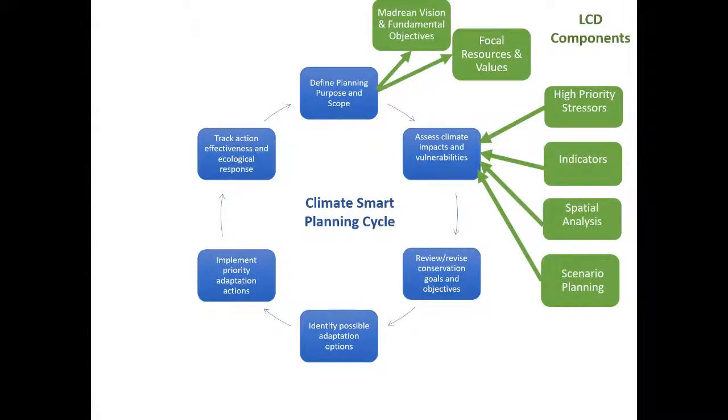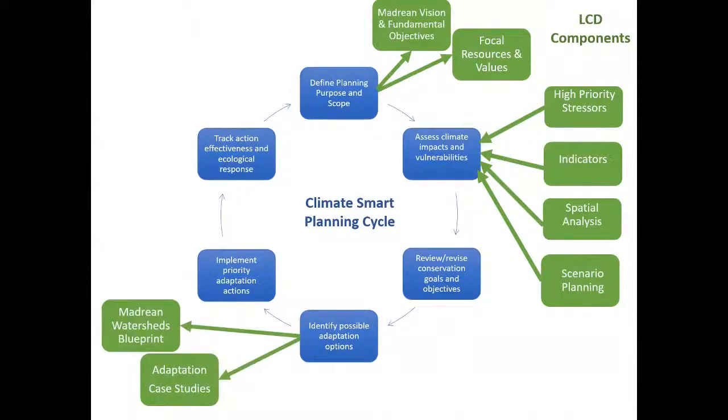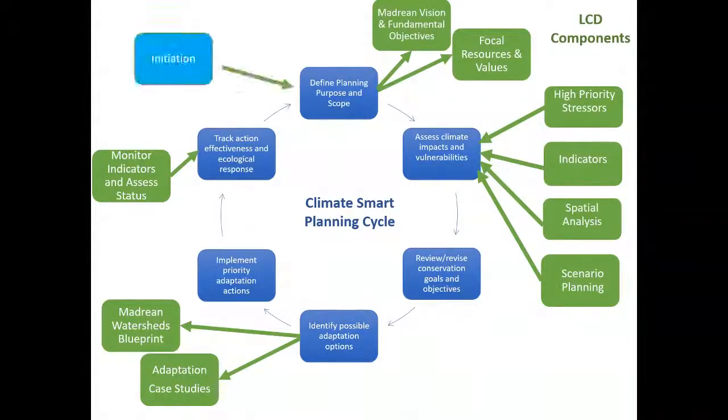So as I've showed you, we've got a vision and fundamental objectives and goals for the region. We've done a lot of work to understand high priority stressors, develop indicators, do some spatial analysis and some scenario planning. And then coming out of this is this piece about identifying possible adaptation options. So adaptation case studies are already pretty well developed with the CCAST work that hopefully many of you are familiar with, and then working toward a Madrean watershed blueprint. And then again, the indicators are a key piece of this monitoring and assessing.